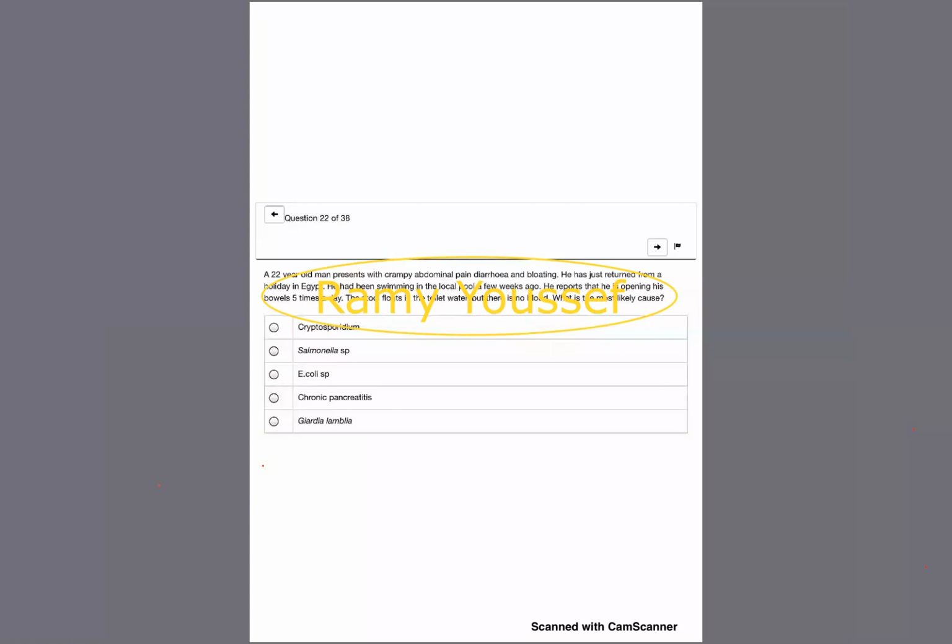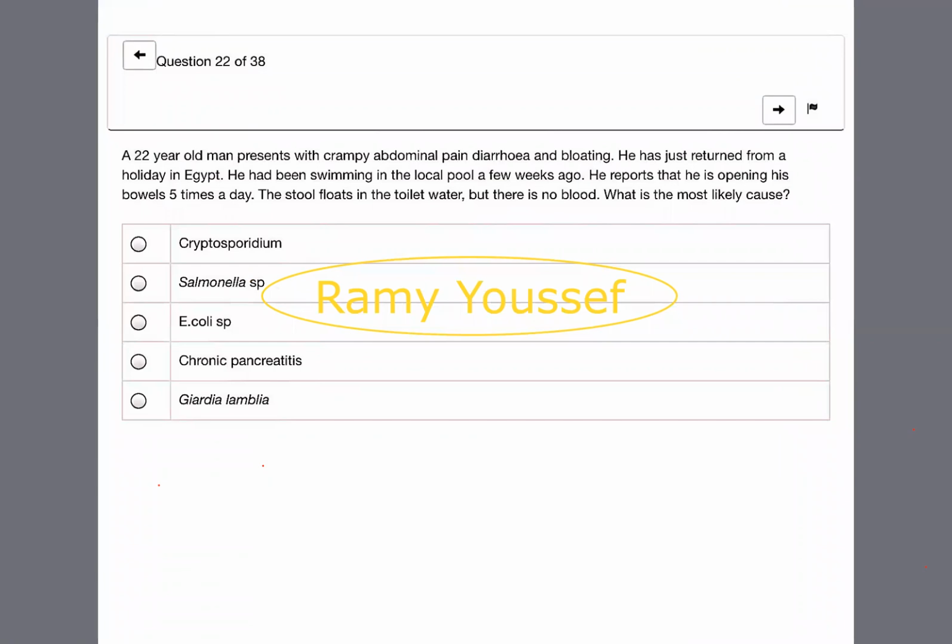Next question, Dr. Udo. A 22-year-old man presents with crampy abdominal pain, diarrhea, and bloating. He has just returned from holiday in Egypt. He had been swimming in the local pool a few weeks ago. He reports that he's opening his bowels 5 times a day. His stool floats in the toilet water, but there is no blood. What is the most likely cause?